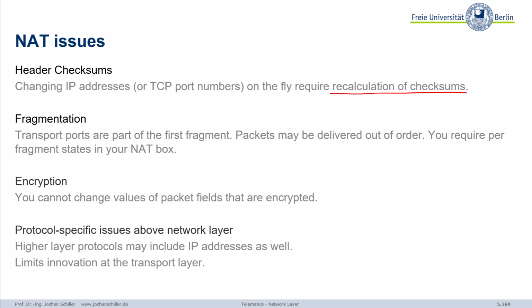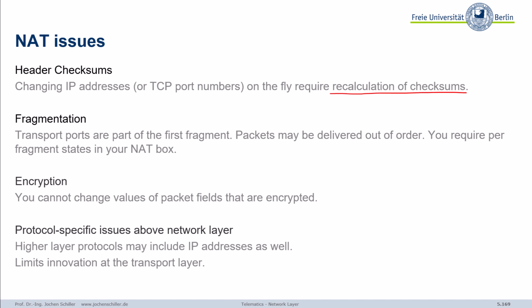What happens if you use encryption? If something is encrypted, you cannot change anything. Assume you use IP security and you fully encrypt already, you don't see the ports. Well, you have to see the IP addresses. Yes, you can map something there, but maybe not the ports. You cannot perform any changes there. And then there are some higher layer issues. For example, there are some protocols on the higher layers that may include IP addresses for authentication, for this and for that. Now we have a problem.